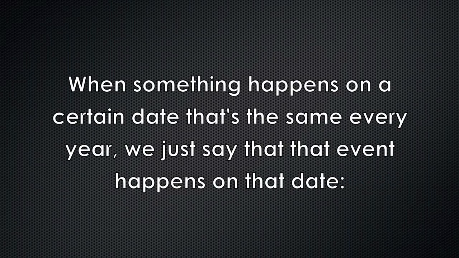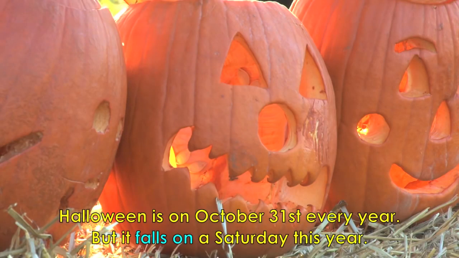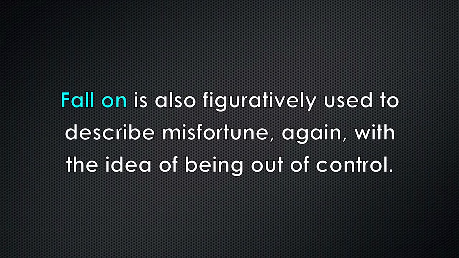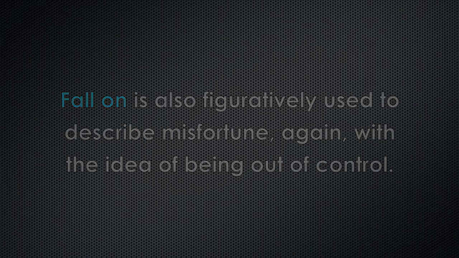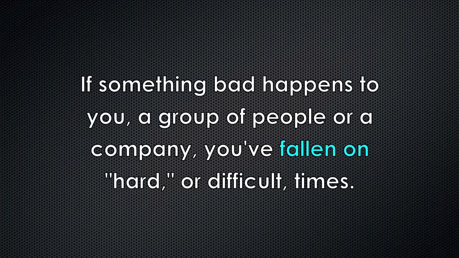When something happens on a certain date that's the same every year, we just say that that event happens on that date. Halloween is on October 31st every year, but it falls on a Saturday this year. Fall on is also figuratively used to describe misfortune, again with the idea of being out of control. If something bad happens to you, a group of people, or a company, you've fallen on hard or difficult times.